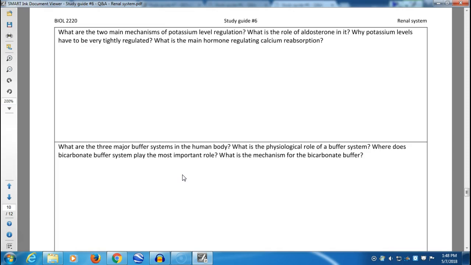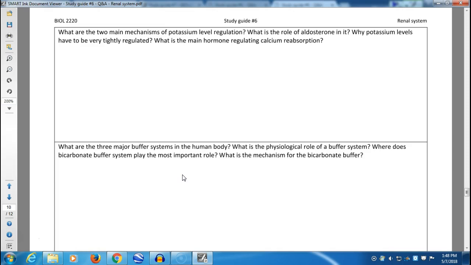So direct filtration and aldosterone-mediated secretion. Why do potassium levels have to be tightly regulated? Potassium is key for nerve transmission. If somebody develops hyperkalemia, atrial fibrillation.